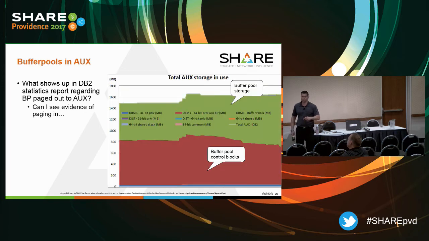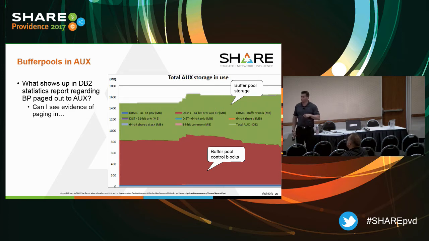Ooh, buffer pools, exciting topic. Okay, so more audience participation. This is my IFCID 225 data. This is showing what's in auxiliary. These are buffer pool control blocks, and this is buffer pool storage. So I've got 1.5 gig of my buffer pool out in my page data sets.